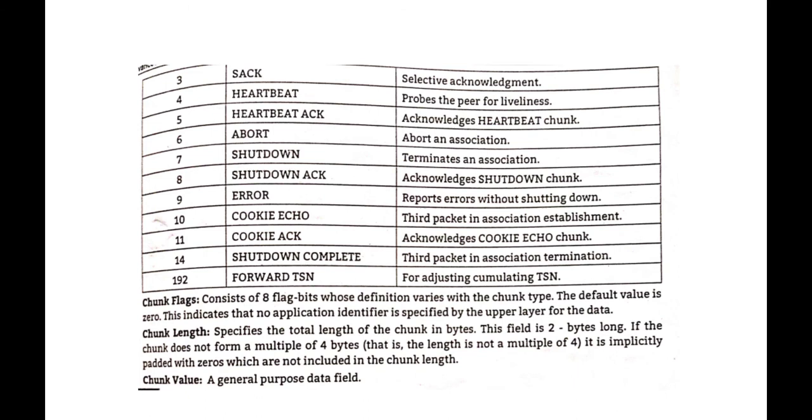Then the next one is the chunk value. The chunk value is the general purpose data field, and it contains only the data. So this is about the general header format of SCTP, and the chunk is nothing but the data. Just like in TCP, where we transfer the data in the form of segments, here we transfer the data in the form of chunks, so a segment is called a chunk in this protocol. So this is about the header format of the protocol.